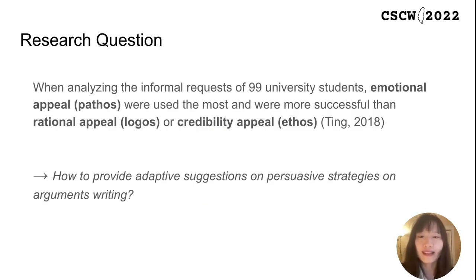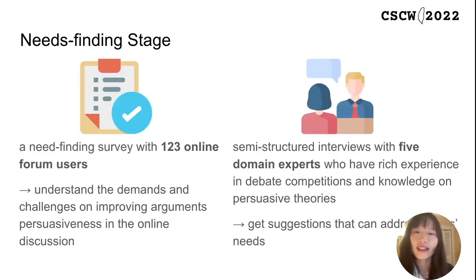For example, when analyzing the informal requests of 99 university students, emotional appeal were used the most and were more successful than rational appeal or credibility appeal. So we want to investigate how to provide adaptive suggestions for persuasive strategies on arguments writing. We conducted a needs-finding survey with 123 online forum users to understand their demands and challenges on improving arguments persuasiveness.